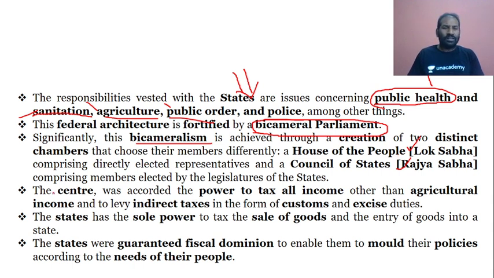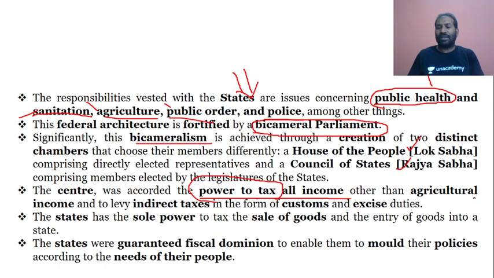And then if you look at it, the center is accorded the power to tax all income. That is what the problem is with the states now, because of the GST which has been implemented. The entire goods and services tax revenue is with the center, and then the center will decide on apportioning the funds to the states. So that is the power accorded to the center, the power to tax all incomes.